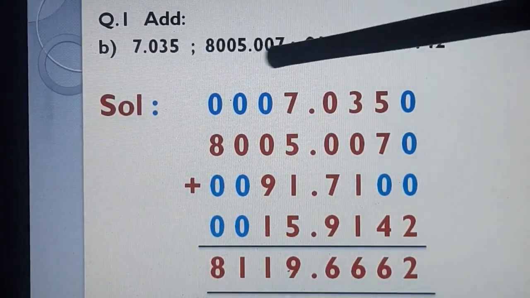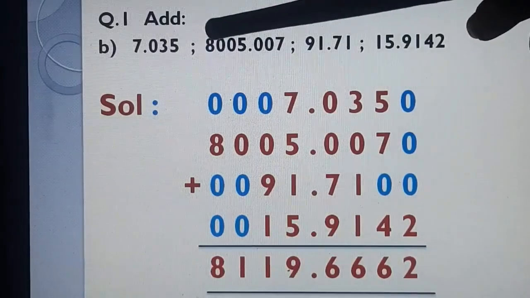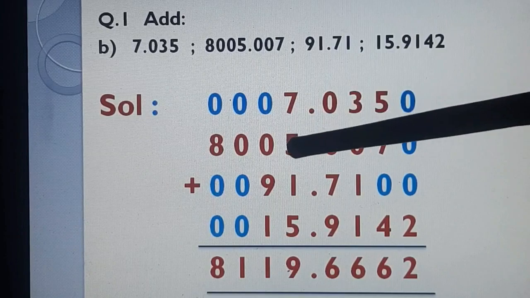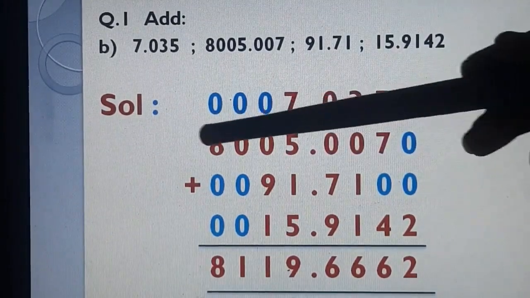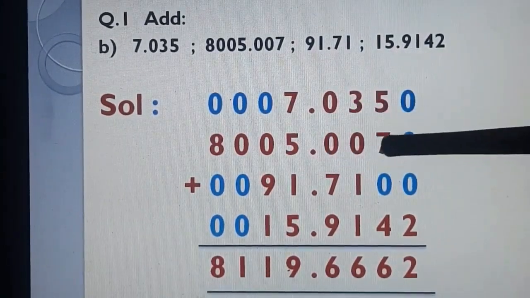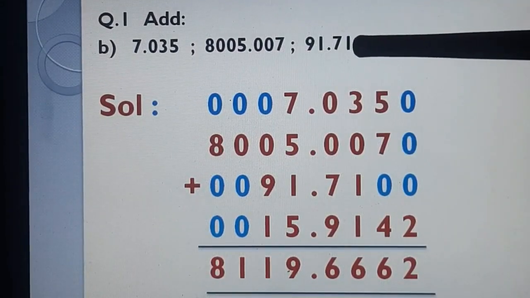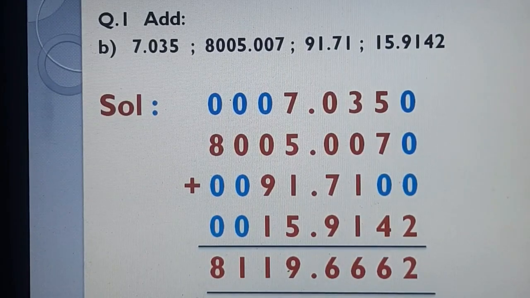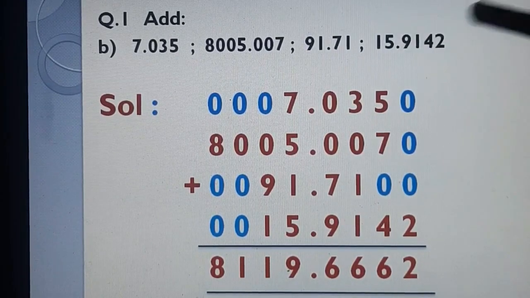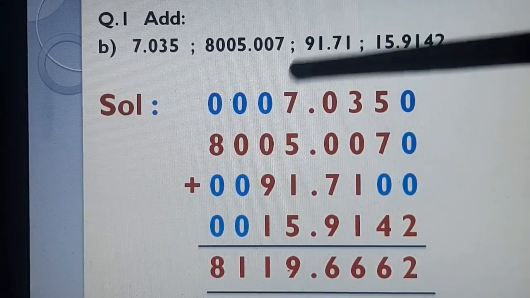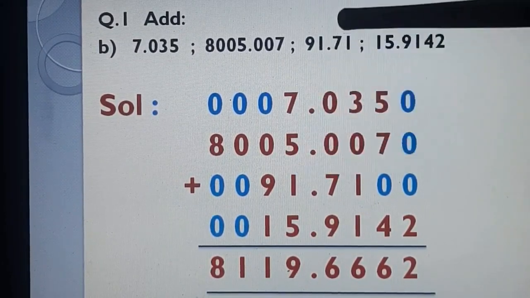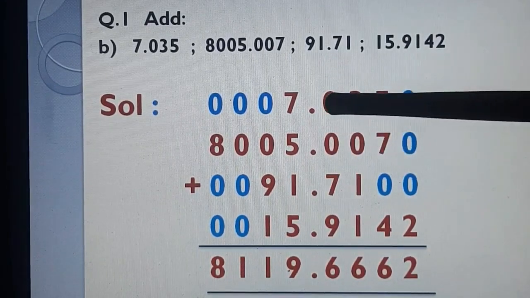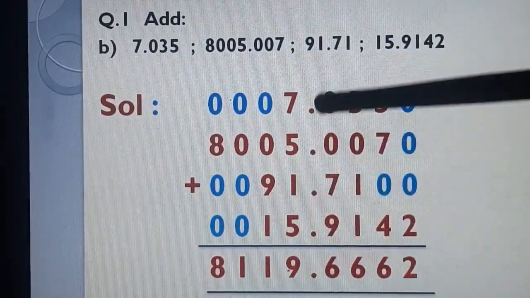So first of all write 7.035, then 8005. Take care that 5 is at ones place. So ones place 7 के नीचे 5 आएगा. 8005 decimal 007. Then 91.71. When you write down the number for addition in columns, be careful that you have to check, have we written correct? Ones is there at ones place. So here ones should be at ones place. 7 is at 10th place. 7 should be at 10th place. And decimals should be there in the vertical line.